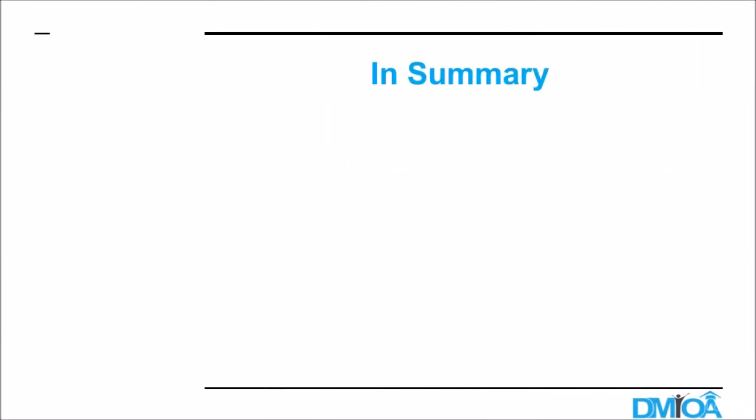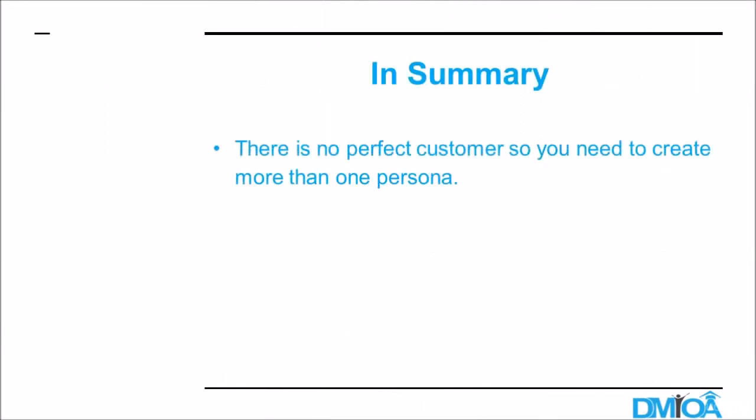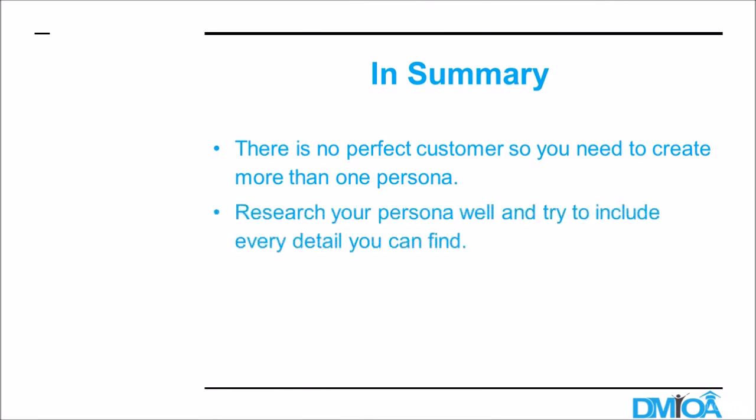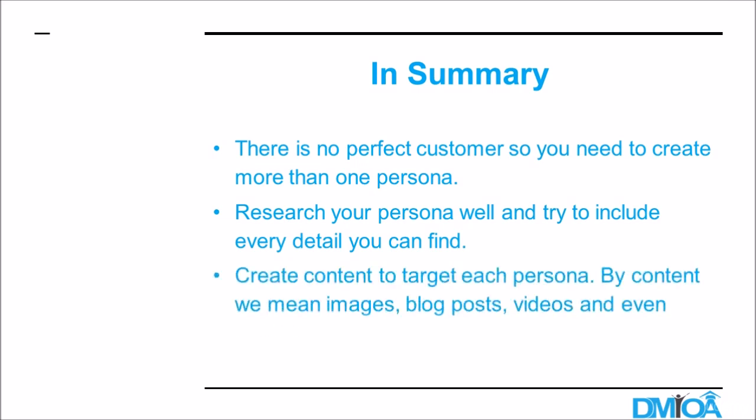There is no perfect customer, so you need to create more than one persona. Research your persona very well and try and include every detail you can find. Then create content to target each persona. For example, if I am selling kitchen accessories, I might have to create almost 10 or 12 types of personas, from the busy working woman to a work-at-home mom, or maybe a stay-at-home woman or a man. So my personas would be for each of them.